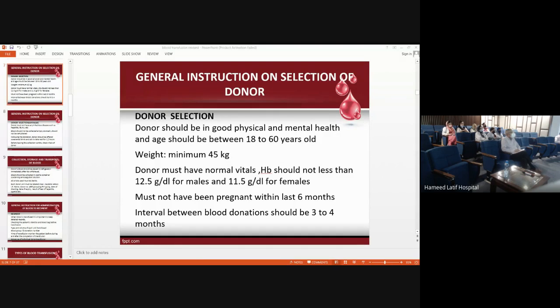Cryoprecipitate is the precipitate of fresh frozen plasma and is rich in factor VIII and fibrinogen. It is stored at minus 30 degrees centigrade for up to 1 year. Indications are von Willebrand disease, hemophilia A, disseminated intravascular coagulation, factor VIII deficiency. Cryoprecipitate at a standard dose of 2 5-unit pools should be administered early in major obstetric hemorrhage.